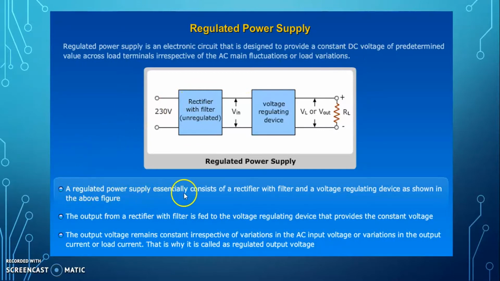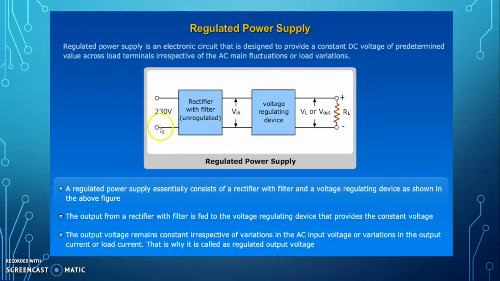A regulator power supply essentially consists of a rectifier with a filter and a voltage regulating device, as shown in the above figure. The output from a rectifier with a filter is fed to the voltage regulator device that provides the constant voltage. The output voltage remains constant irrespective of variation in the AC input voltage or variation in the output current or load current. That is why it is called the regulated output voltage.